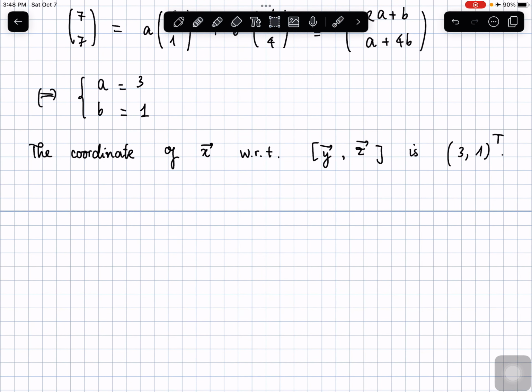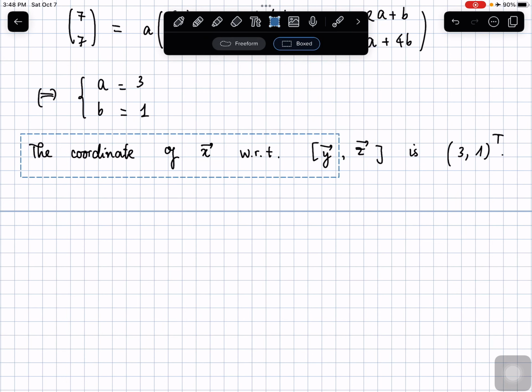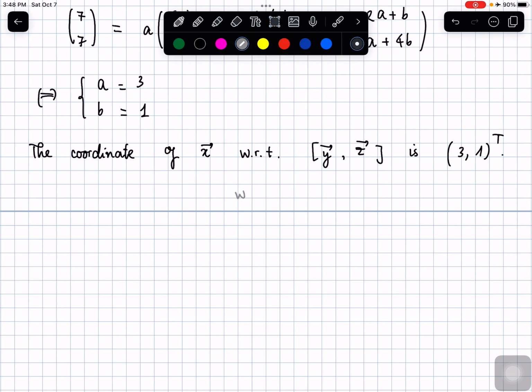If they ask us about the coordinates of x but with respect to z and y, so z is first, then it would be (1, 3) transpose.